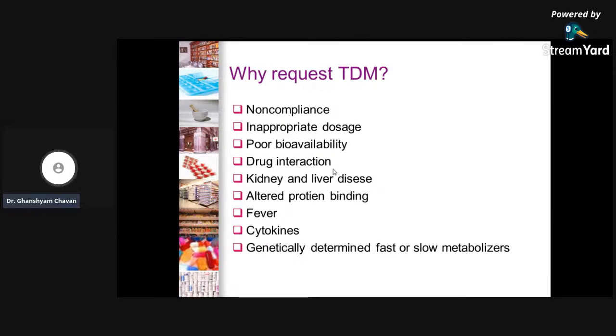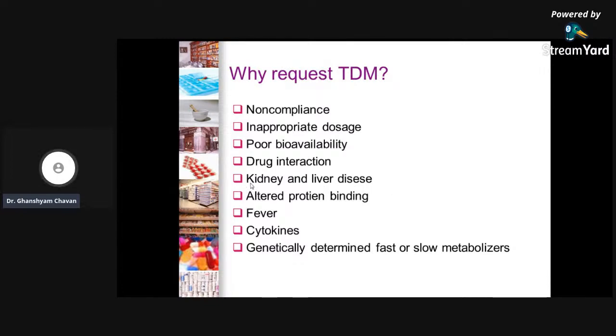And due to that also, there will be less bioavailability, less concentration of drug available in our blood. That's why you should ensure that there is no drug interaction, so that the concentration of drug in the blood is not reduced. Next is kidney and liver disease. These will also affect our drug's effects and its concentrations.